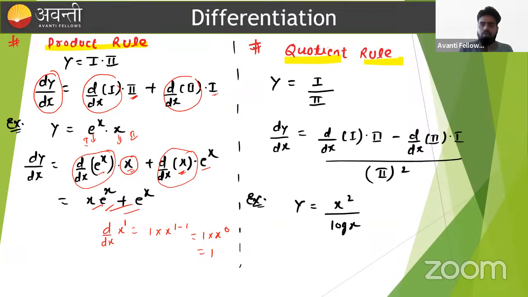Okay, beta. Let's see what the quotient rule is. If I am talking about the quotient rule, this is also known as the division rule.